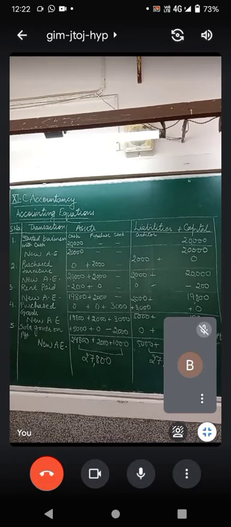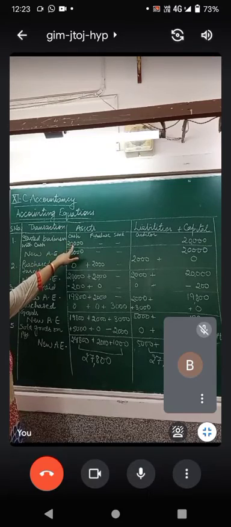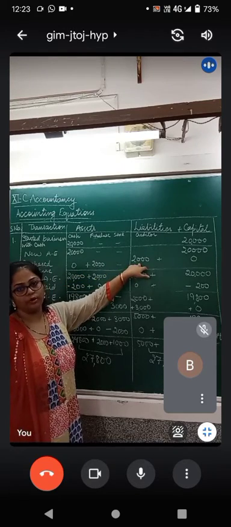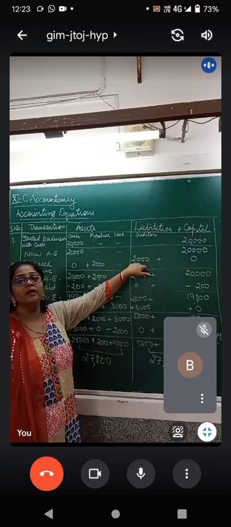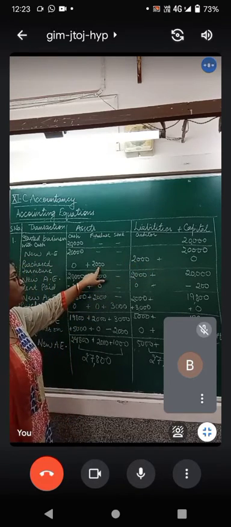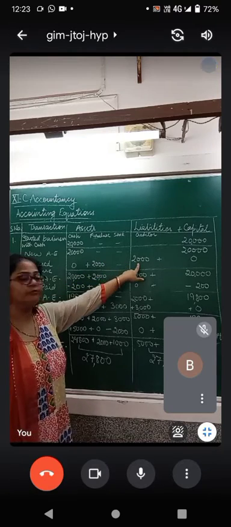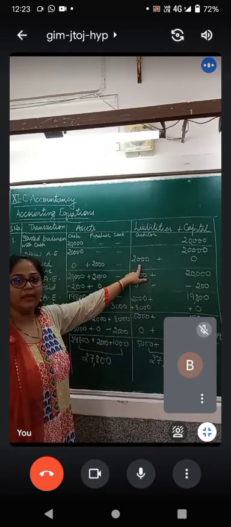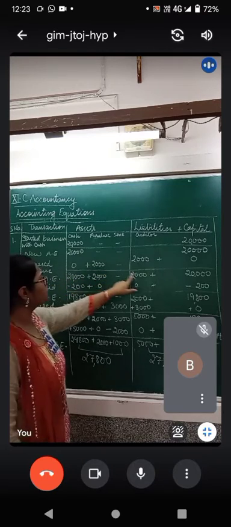Let me repeat this, since many have joined only today. The first transaction says he started business with cash. Means cash is coming into the business. Add. Capital is also increasing. Add capital. Both sides 20,000, 20,000. Next transaction says purchased furniture on credit basis. When furniture was purchased, furniture came into the business. Also creditors arise, because we did not pay in cash. That is why creditors arise for rupees 2000. The person from whom we bought the furniture, we will have to pay him 2000 rupees. So someone has to be paid, which means he is our creditor. So this amount will be added. The accounting equation becomes 20 + 2, 20 + 2.